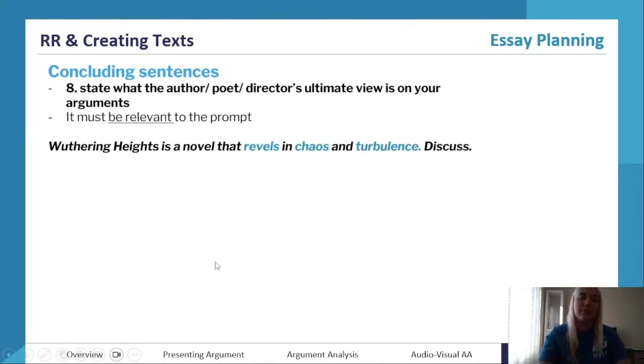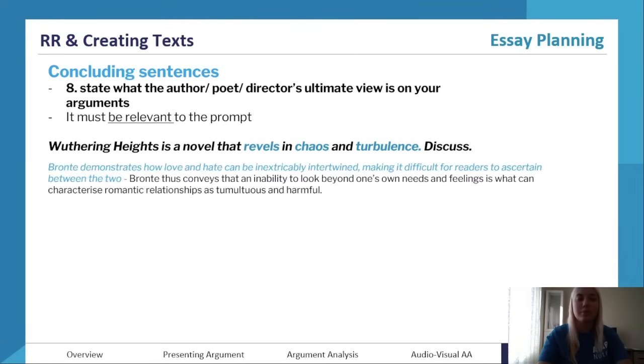So that would be an example of views and values analysis. Okay, and then the next part of planning is stating what the author has as their ultimate view in terms of your arguments, and it must be relevant to the prompt. So this is referring to your concluding sentences, because the last sentence of each body paragraph must show the ultimate view in terms of your topic sentence of the author. It's a views and values as well to close, but it must be in relation to your topic sentence.